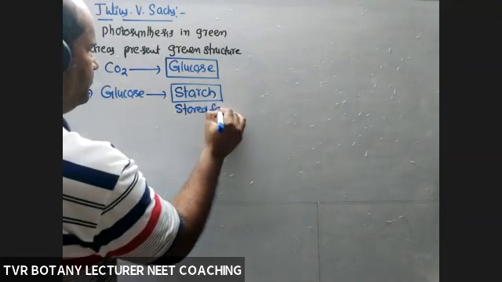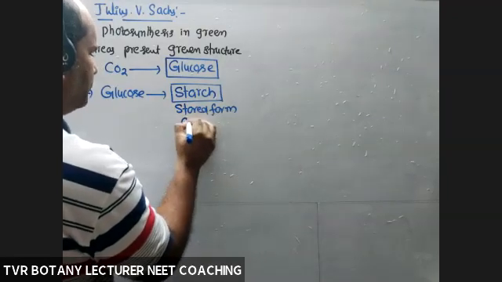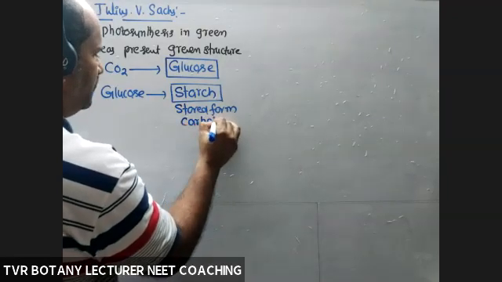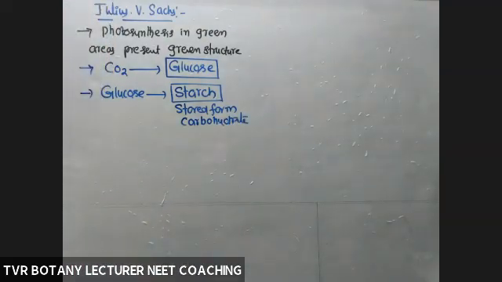Stored form of carbohydrate or food. Stored form of carbohydrate. So according to Julius van Sachs, food is stored in the form of starch. Okay, so that's about Julius van Sachs.